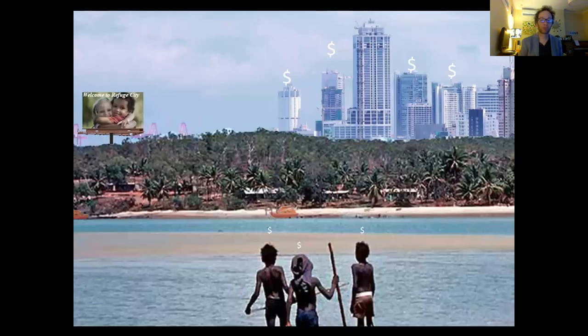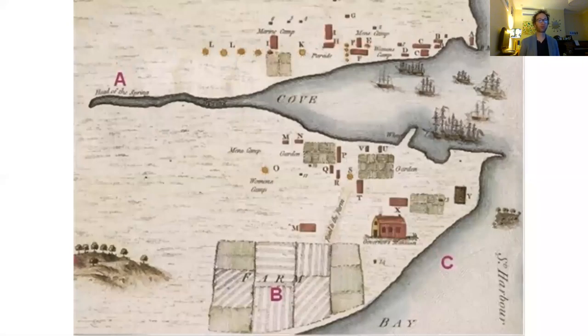Through a leasehold model, Indigenous landholders will maintain ownership of all Refuge City land forever and gain a sustainable and substantial rental income from it. For once, city building will not occur at the expense of Australia's Indigenous people. You could be forgiven for thinking all of this is a bit fanciful.